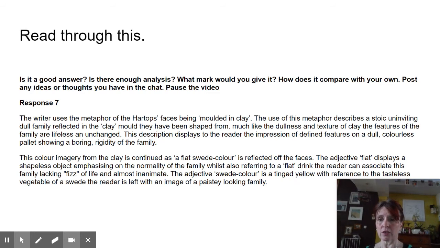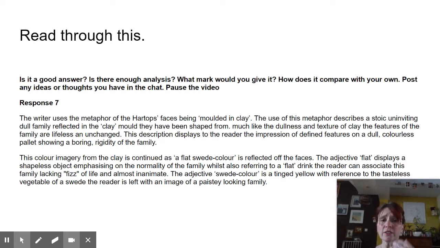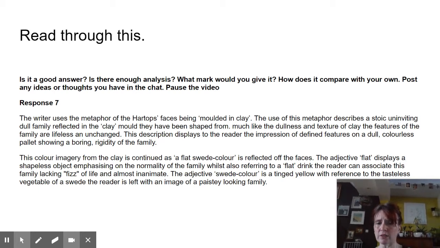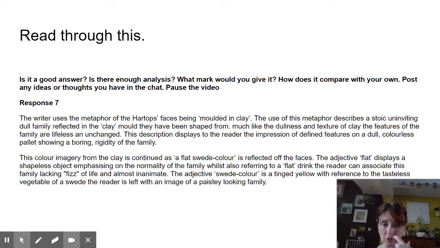Okay, so let's just, you all did actually a great job on question 2. Have a look at this one. So if you remember last week, you were looking at this text about Hartop, the man in the van and his family, and you had to write about how the writer had used language to describe the family. And you came up with some great answers. Have a quick look at this one, see what you think.